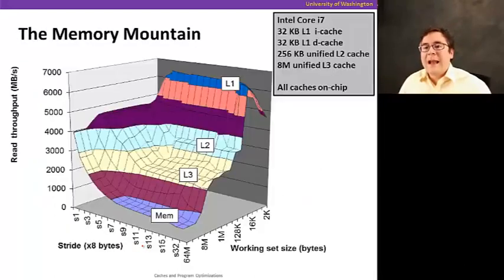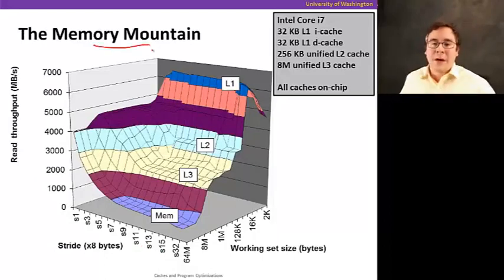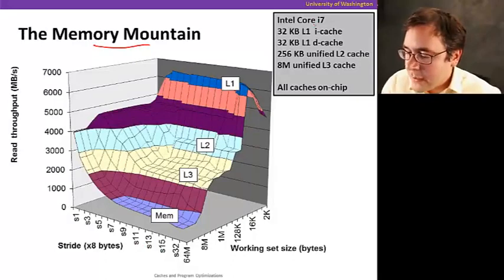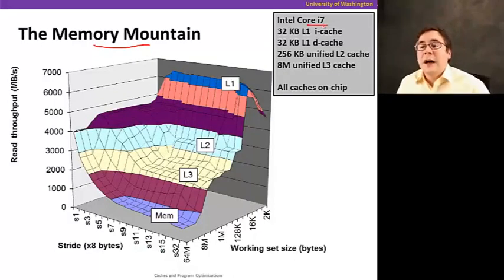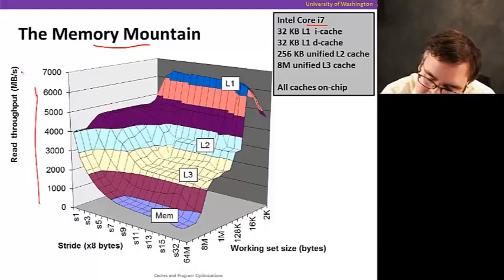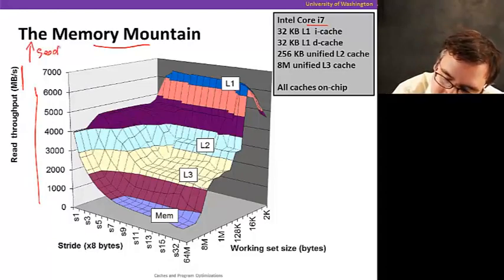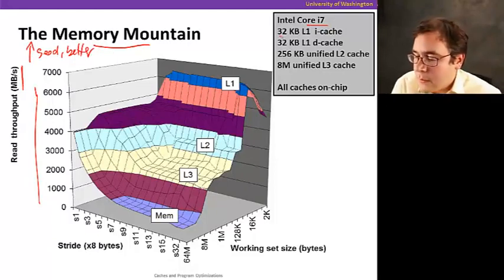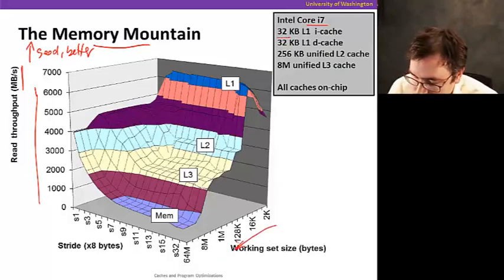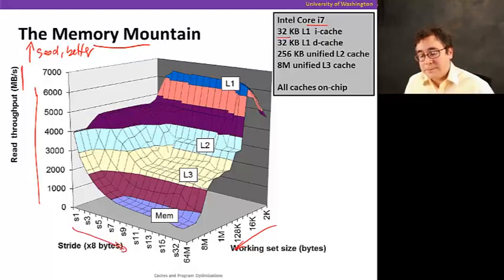Okay. Let's end our memory and cache section with what we call the memory mountain. Okay, this is very cool. Again, we ran some experiments on an Intel Core i7. Okay, and what we're showing on this axis is read throughput in megabytes per second. So that means up is better. Okay, and our L1 cache is 32 kilobytes. And this is the working set size, which grows this way, and the stride size grows this way, okay?